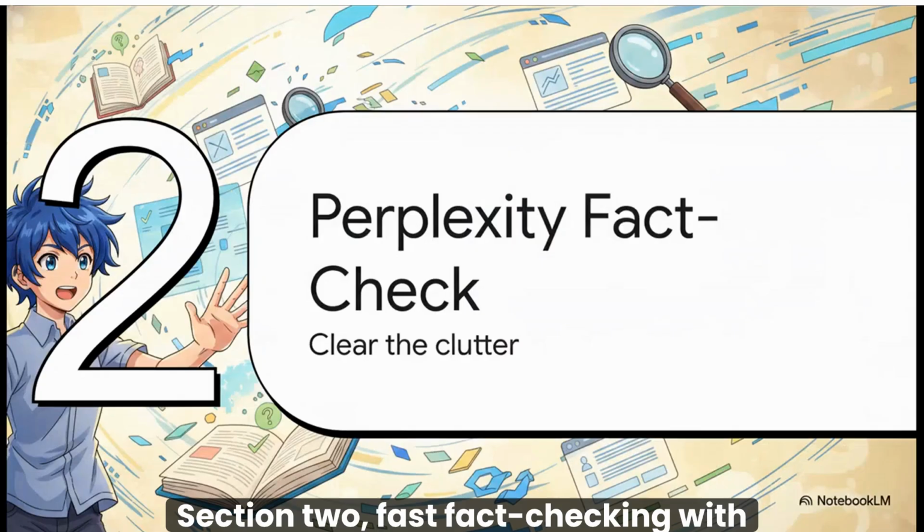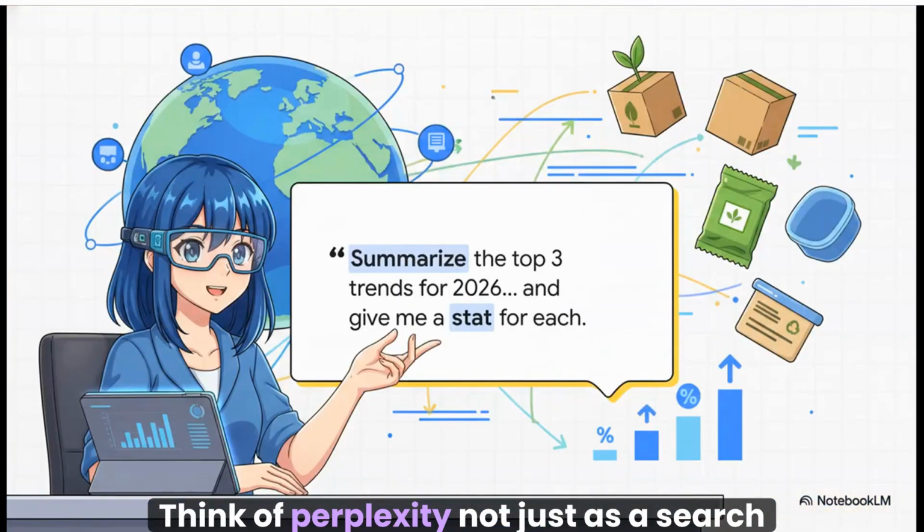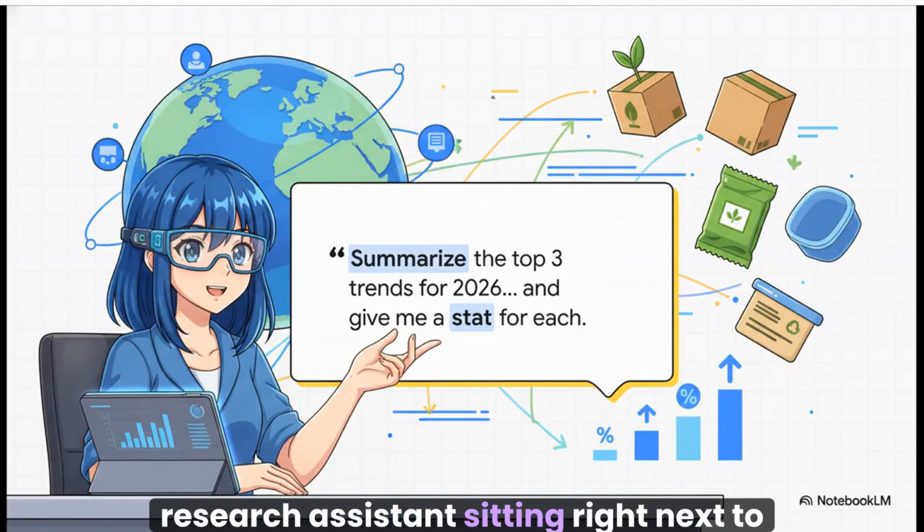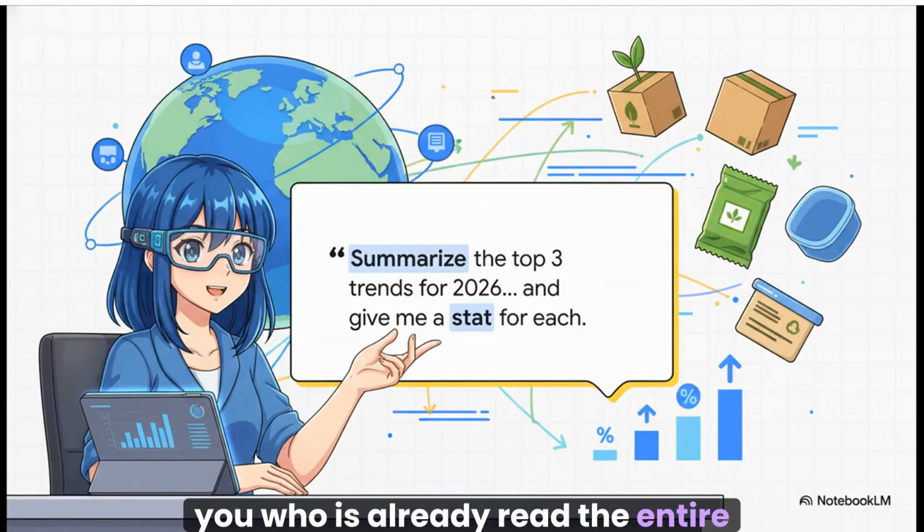And honestly, it's exactly why we desperately need a new approach, which brings us to the first pillar of our new workflow. Section 2. Fast fact-checking with Perplexity. Think of Perplexity not just as a search engine, but as a highly intelligent research assistant sitting right next to you who has already read the entire internet.